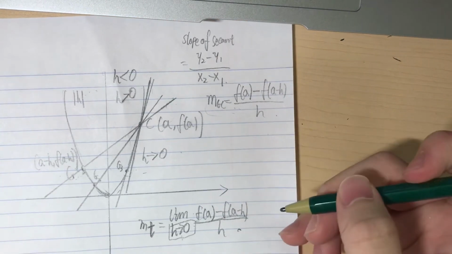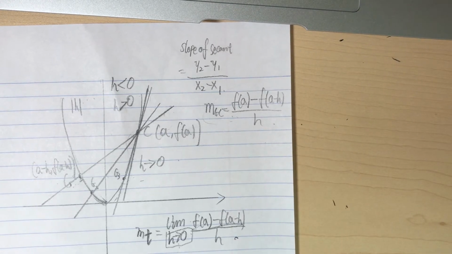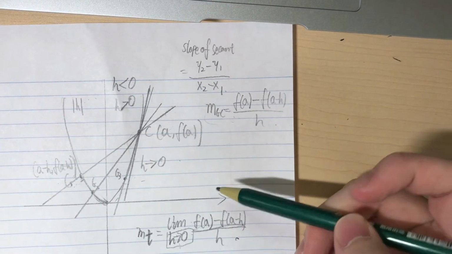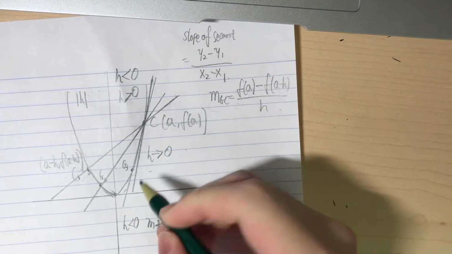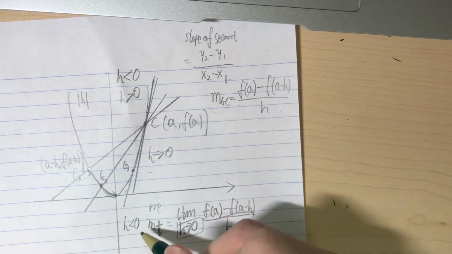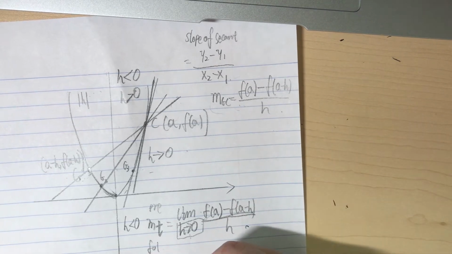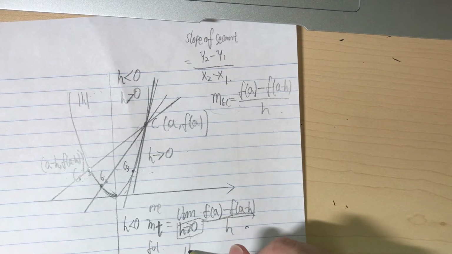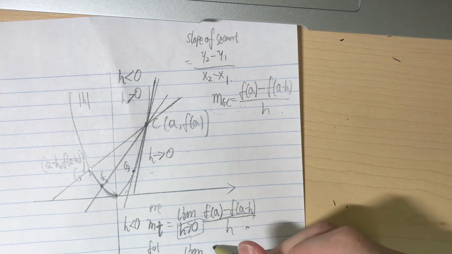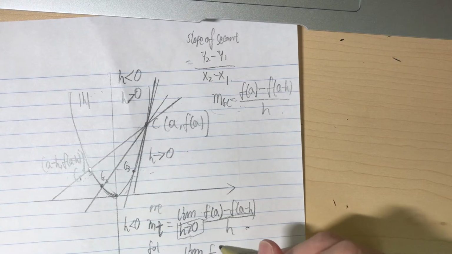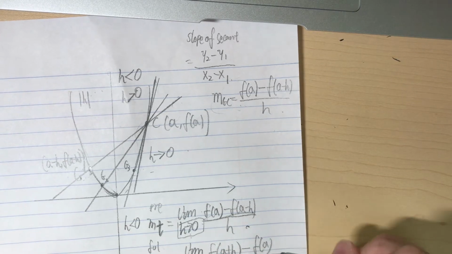It should be a straight line. Notice that we use the preceding interval in this essay, so the h should be smaller than 0. But if I use the following interval, the h will be bigger than 0, and the m_t will be equal to the limit as h approaches 0. This does not change, but the other side of the limit is changed, which is f(a + h) minus f(a), divided by h.